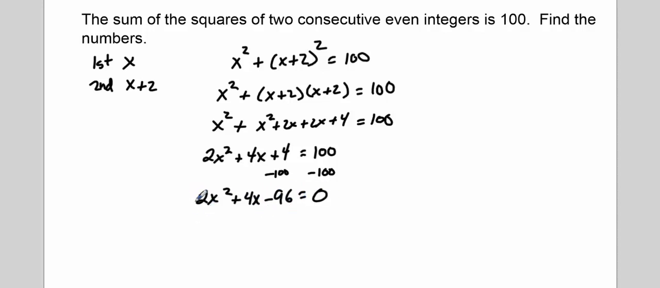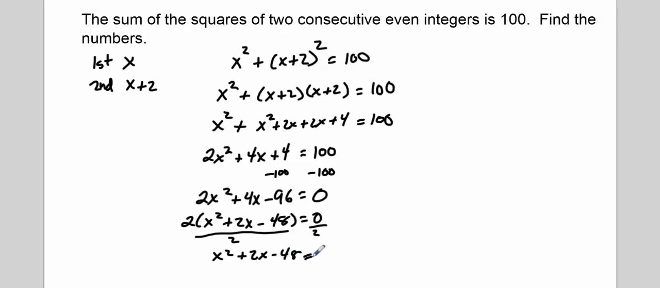Here's an opportunity to factor out a 2, because that's a GCF. x squared plus 2x, 48 equals 0. I'm going to take and divide by 2 right now. So I get x squared plus 2x minus 48 equals 0.